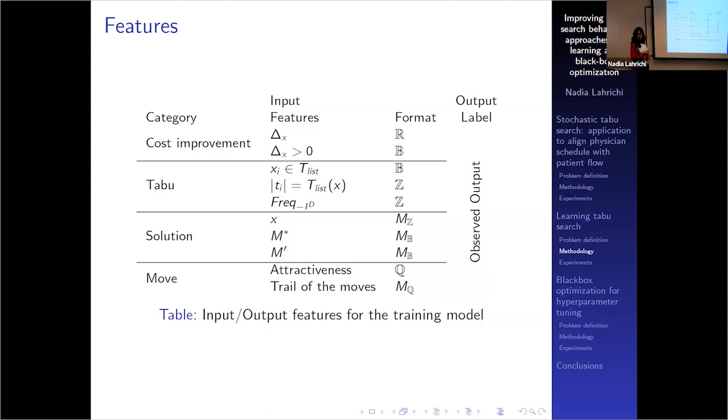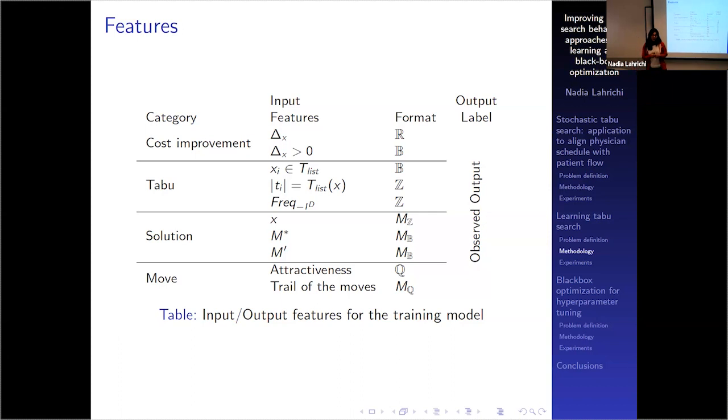Then we have information about taboo. Was the solution in the list? How long was the list? What's the frequency of something, a move, probably. And then we have the real solutions, the complete solutions.